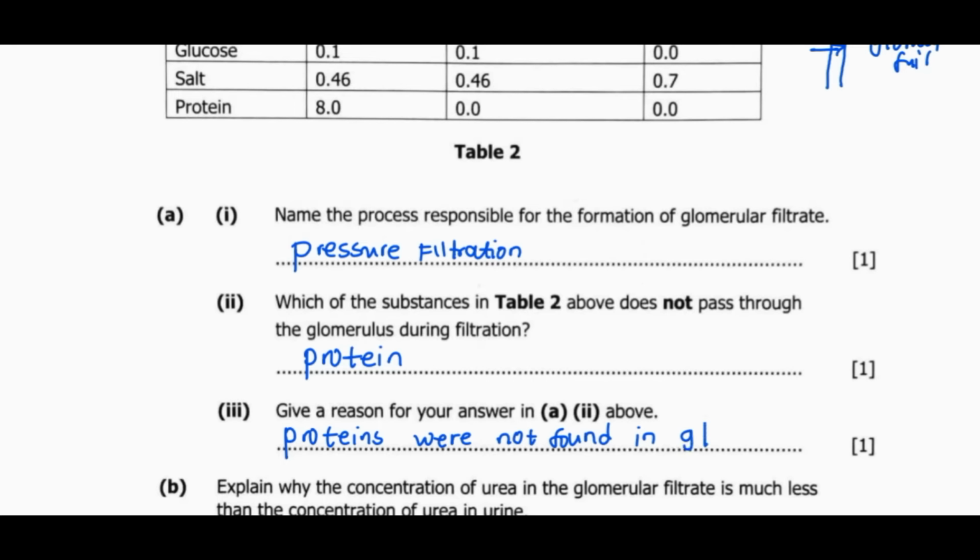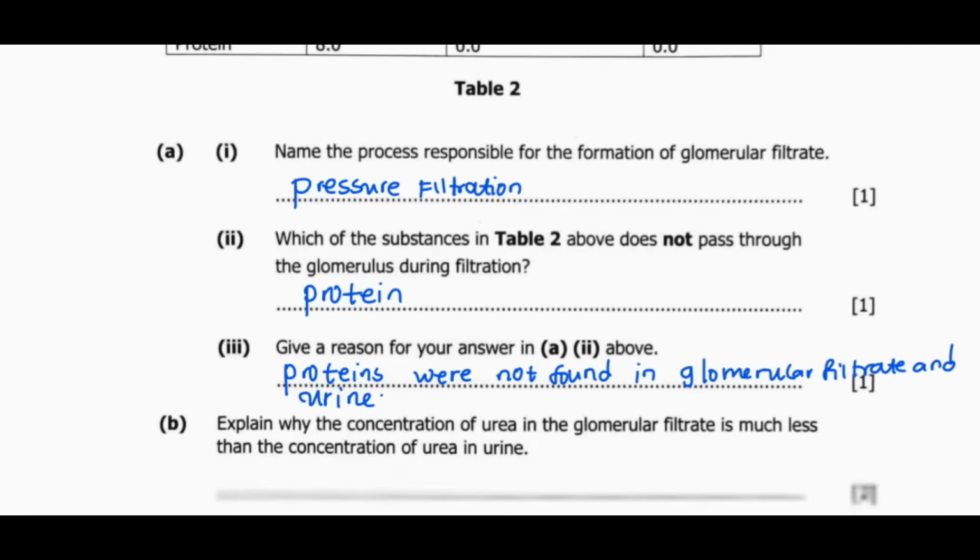in glomerular filtrate and urine. And the reason behind that is because of the sizes of these protein molecules.